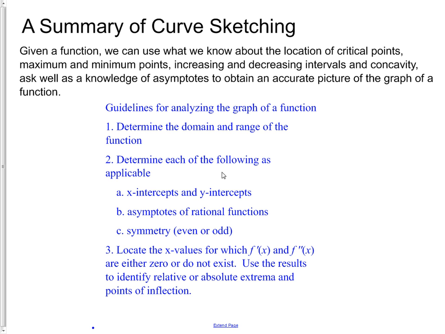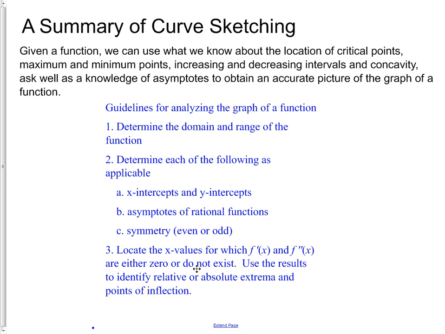Now we want to be able to determine other things, such as our x and y intercepts, asymptotes of rational functions or other functions if that happens to be the case, and the symmetry, whether or not a function is even or odd, because that symmetry can be used to show us what the graph looks like. If we know what happens on one side of the y-axis, we know what happens on the other. All of this is what we've learned in pre-calculus.